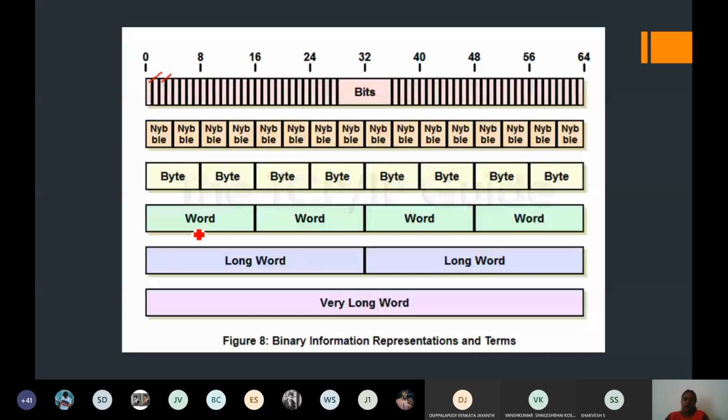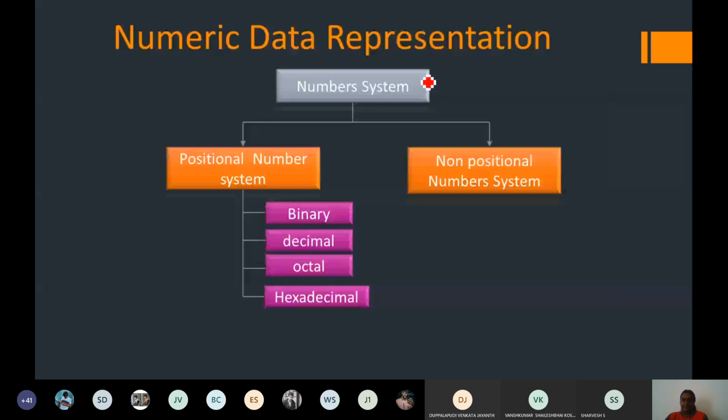Now, how can data be represented if I make use of numeric data? A computer can understand numbers as a human can understand a number. We have our own way of understanding, but globally the computer is made to understand numbers in the form of a positional number system and a non-positional number system. In the positional number system, a variety of number systems are available: binary, decimal, octal, and hexadecimal, which are the most popular and most frequently used.